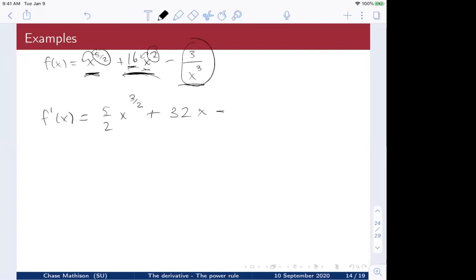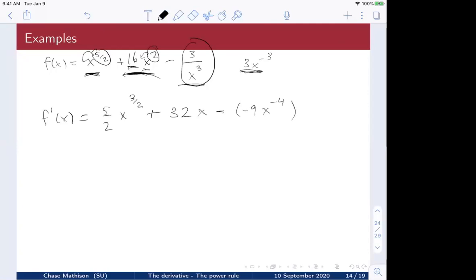Well, how could I rewrite this? 3x to the power negative 3. Perfect. Or oops, I have to have my negative 3. There we go. And so what am I going to get when I take the derivative of this thing? Negative 9x to the negative 4th. Perfect. Negative 9x to the negative 3 minus 1, so negative 4.